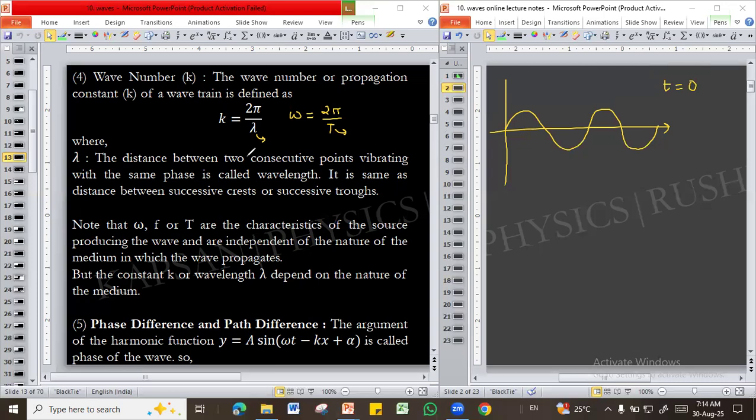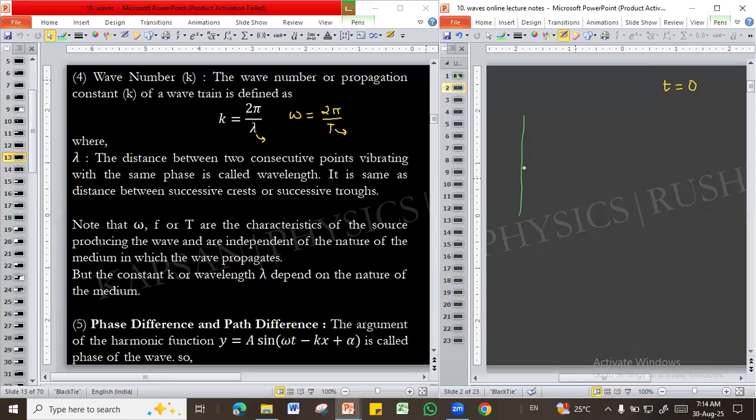What happens very next time? After very small time, this wave will appear like this. What does that mean? Let us draw it properly. Let us try to draw it like this. At time equal to 0, this was the string, and let's say wave is traveling on it, means all the particles on this string are vibrating. So someone will be at mean, someone will be at extreme, again someone will be at mean, like this.